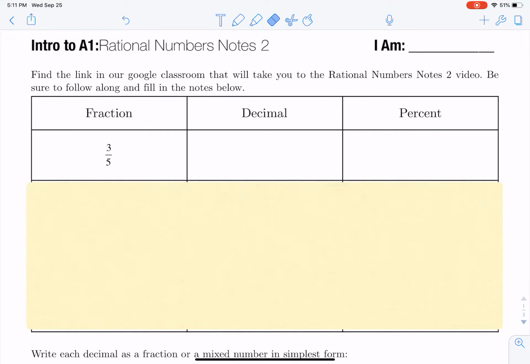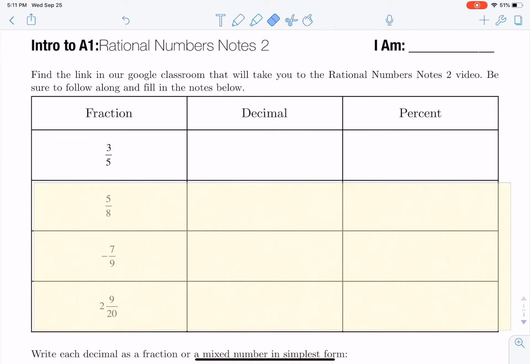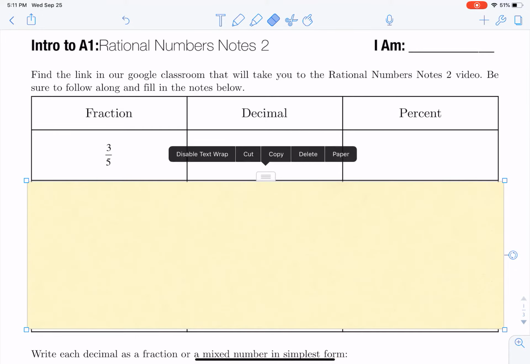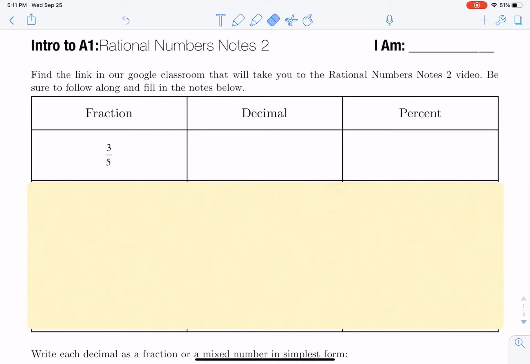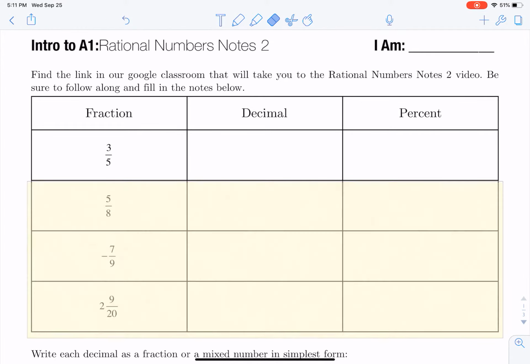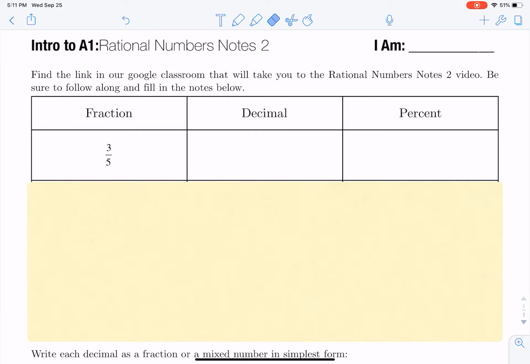All right, guys, so here's your rational numbers notes, part 2. What we're going to do is take these fractions, and you'll notice these are just covered up, so I have a little space. I'll ask that you either grab a sheet of scrap paper or use one of the mini whiteboards on the back table, somewhere you can do some of this work off to the side. I went ahead and made myself a little scrap paper area right here.